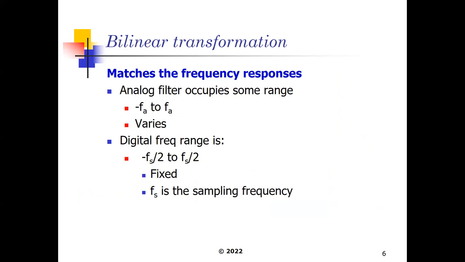What we're trying to do is this. We're matching the frequency response. So we're going to take an analog filter. We start off with some analog filter, right? And the response does this. So this is H(S) here. And I want to design a discrete filter here. This is H(Z). And this is the response of the discrete filter here.